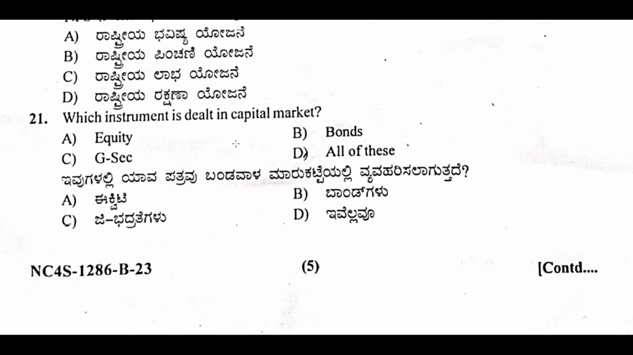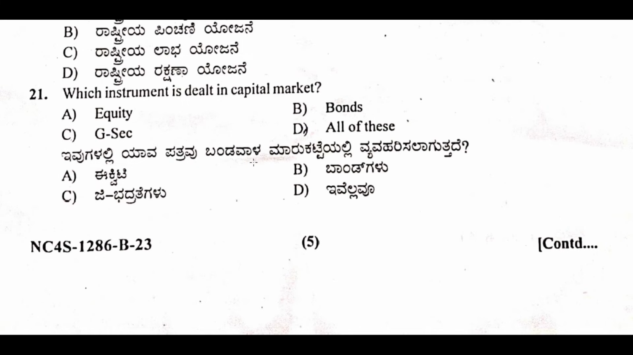Question number 21. Which instrument is dealt in the capital market? Option A, equity. Option B, bonds. Or option C, G-sec. Or option D, all of these. So there are three main instruments in the capital market: equity, where stocks and shares come under equity, bonds, and derivatives. So hence all of these is the right answer.